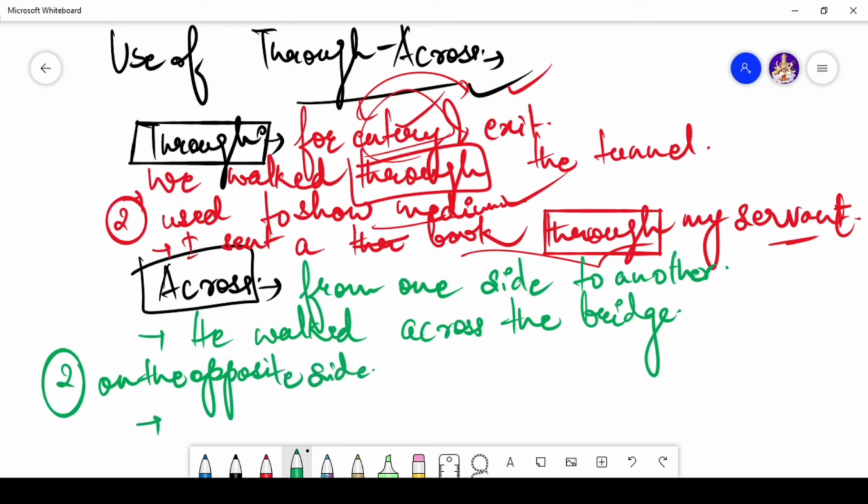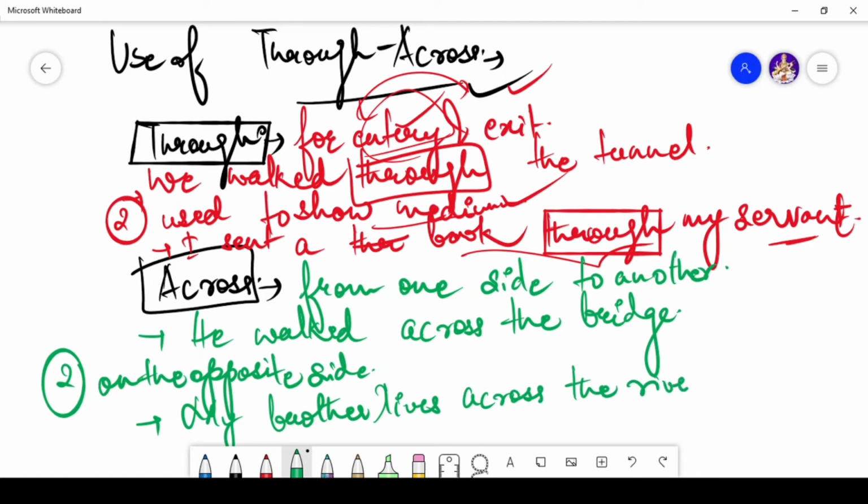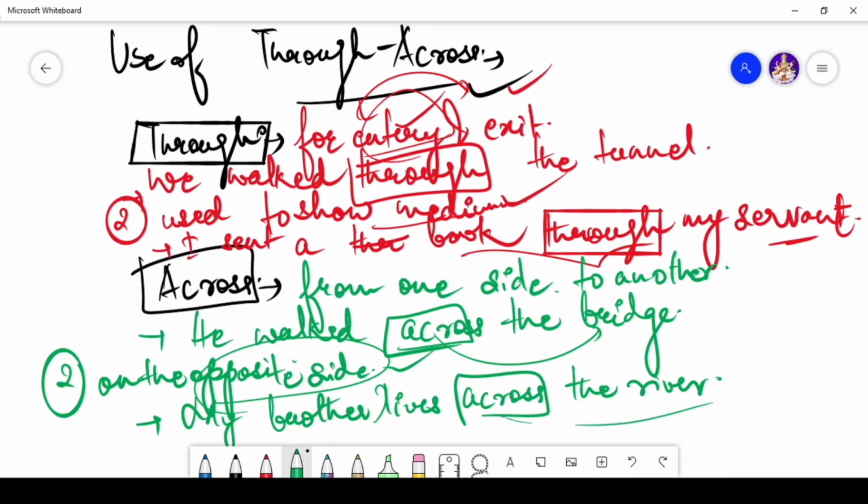Like if I say that my brother lives across the river. So when we're talking about he walked across the bridge, it means he walked from one side to another, passing through the bridge. And it can also be used to show the other side or the opposite side. Like if I say my brother lives across the river, it means on the opposite side, on the other side of the river. Okay, now let's see the next use.